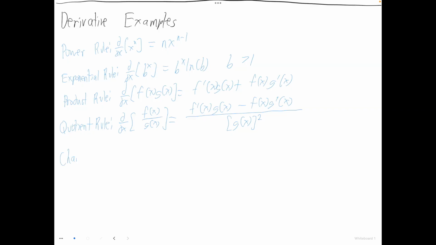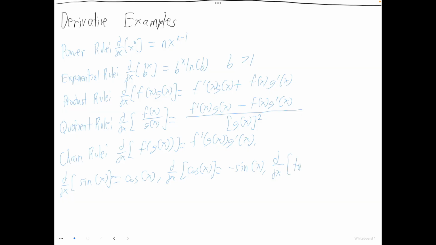And then we have the chain rule, which says the derivative of f of g of x is f prime of g of x times g prime of x. Then we also had our trig derivatives, and so just as a reminder of those, the derivative of sine is cosine. The derivative of cosine is negative sine.